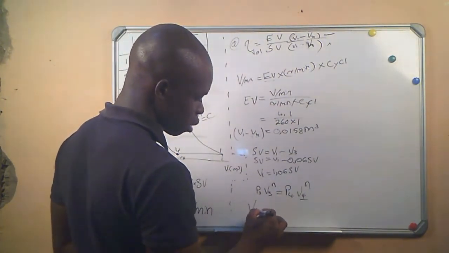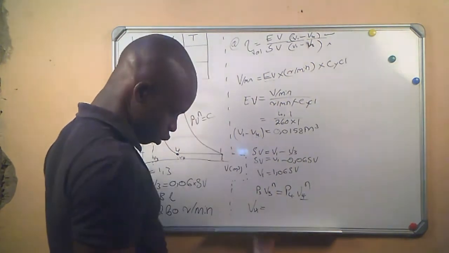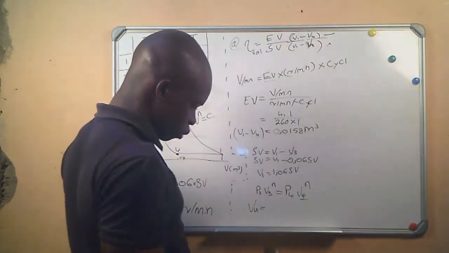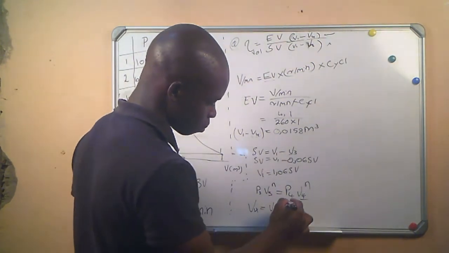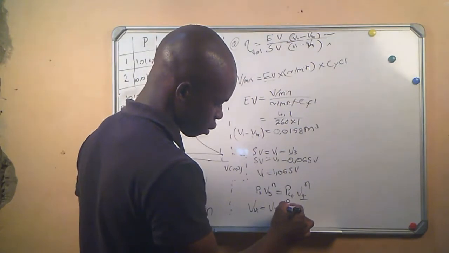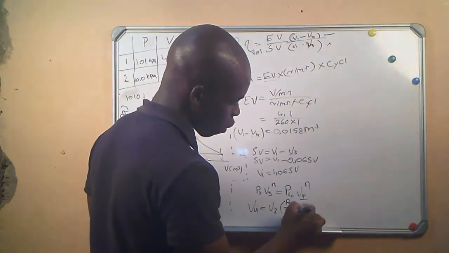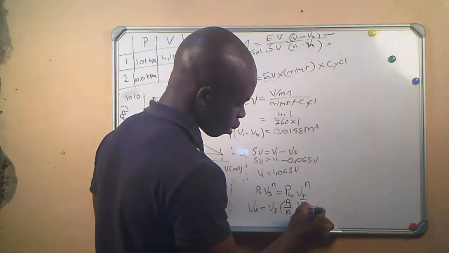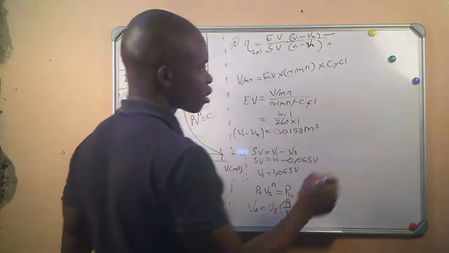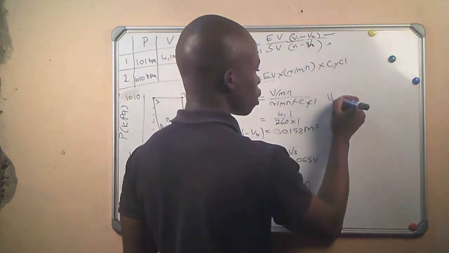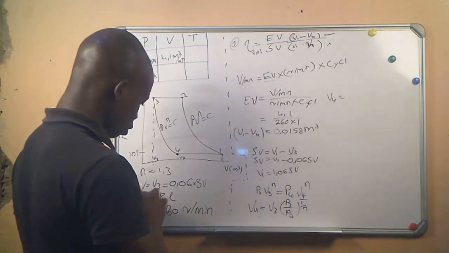V4, it's going to be equals to what? We make it the subject of the formula: V3, and then it's P3 divided by P4 raised to N over 1 minus N, and then we substitute our V4. It's going to be V3, which is this.